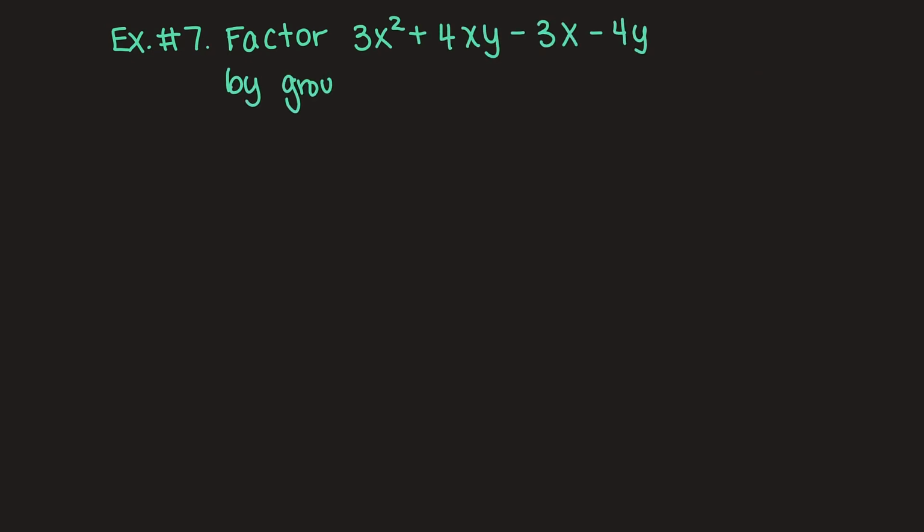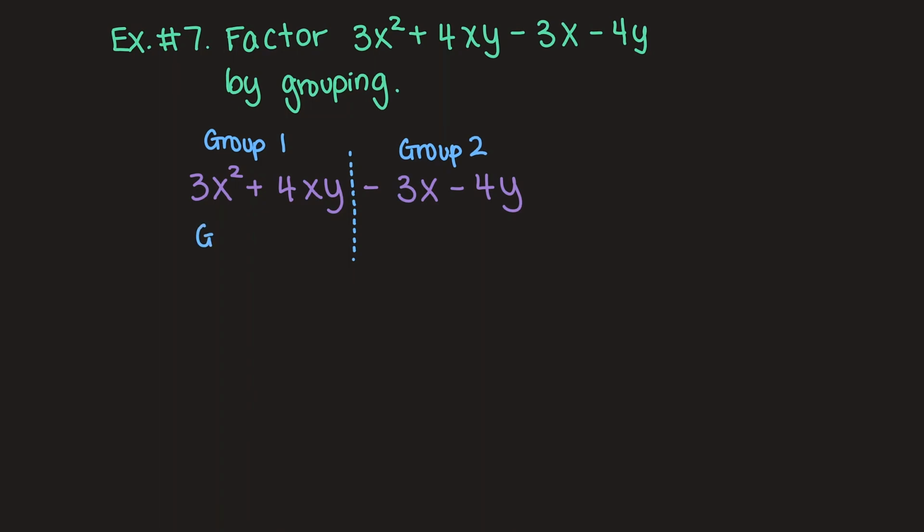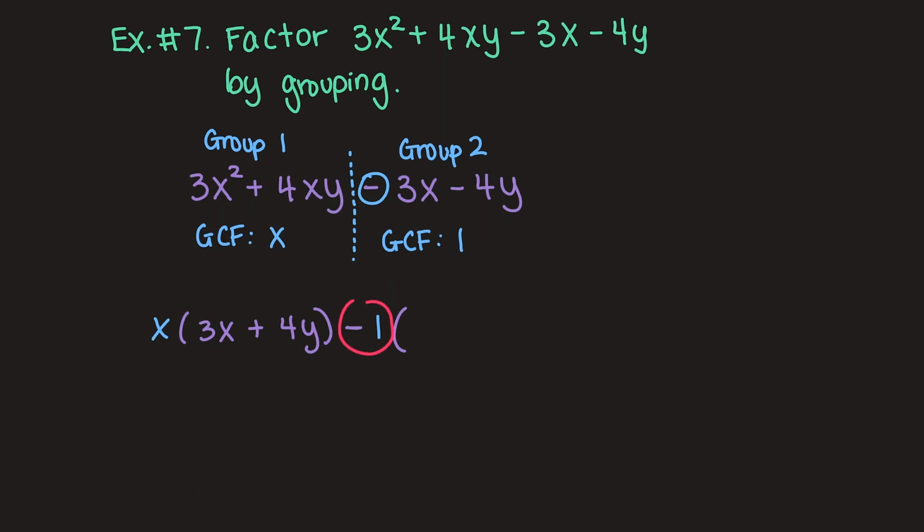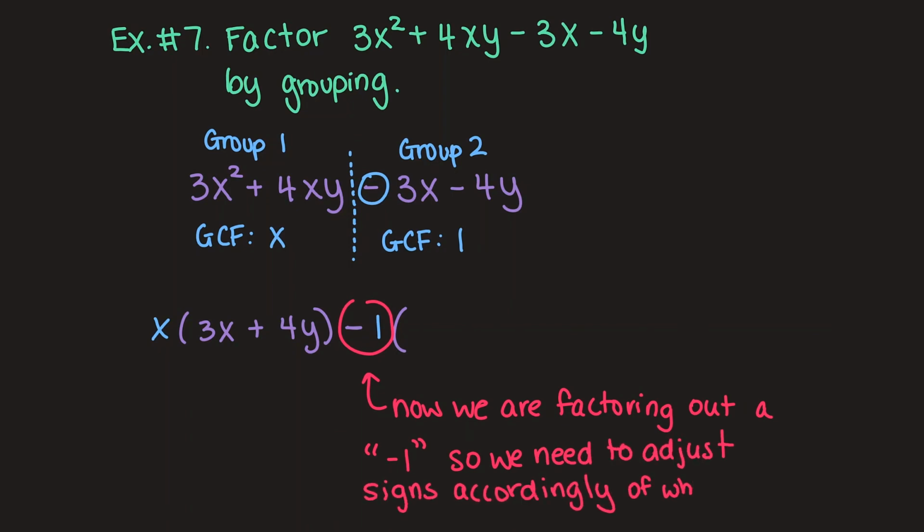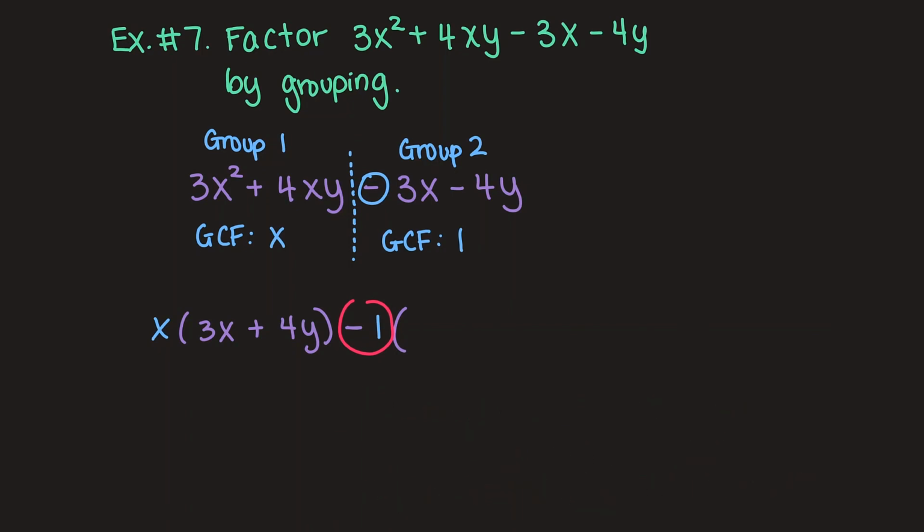Let's try another example. We want to factor the following polynomial by grouping. So we group this into two groups. The GCF for the first group is x, and the GCF for the second group is 1, since they have no other common factors. Factor out the x from the first group, and we have 3x plus 4y left over. Bring down the minus sign, and then we factor out 1 from the next group. But be careful, now we are factoring out a negative 1, so we need to adjust the signs accordingly of what remains. So positive 3x plus 4y remains.